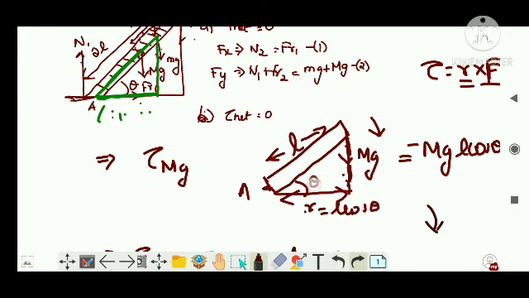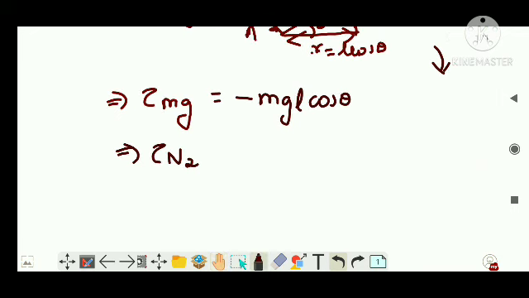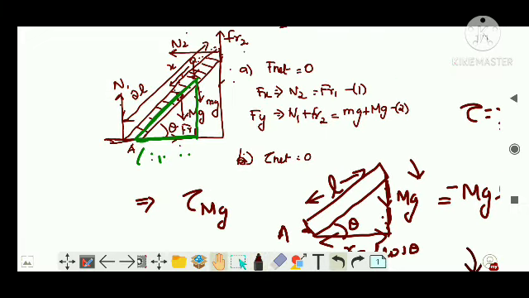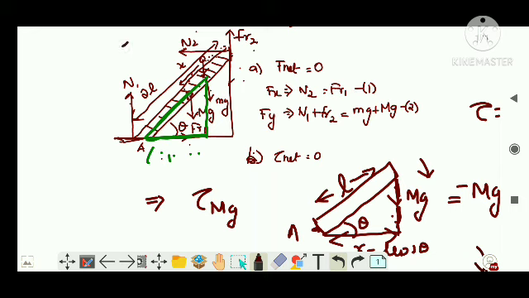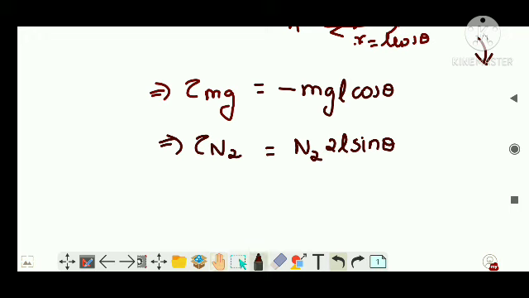So the perpendicular distance of N2 from A becomes 2l sin theta. So N2 into 2l sin theta. Now whether it is positive or negative, this guy will be causing the rod to move in this direction, which is anti-clockwise, so I will write it as plus.